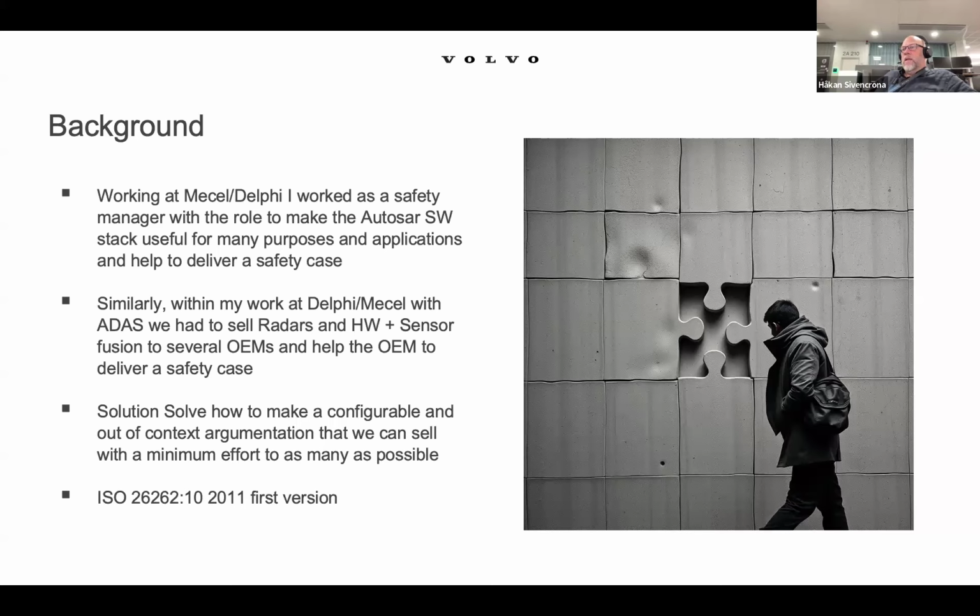And here we really needed to be able to maintain our product, have this core or safety element out of context really in close control so that we can sell it without doing too much redesign or heavy verification. But in the end, we would like to have a configurable and out of context argumentation that we can sell with a minimum effort to as many as possible and still have the safety case.